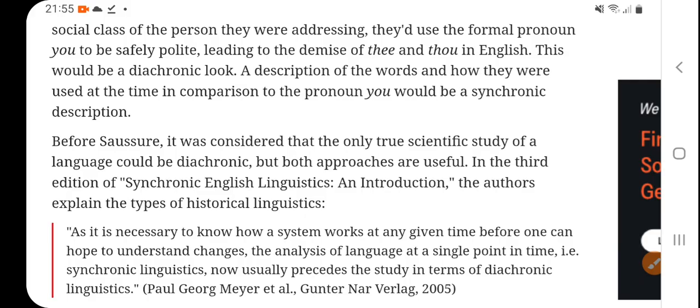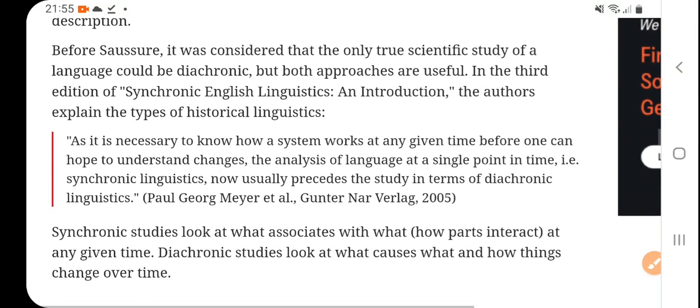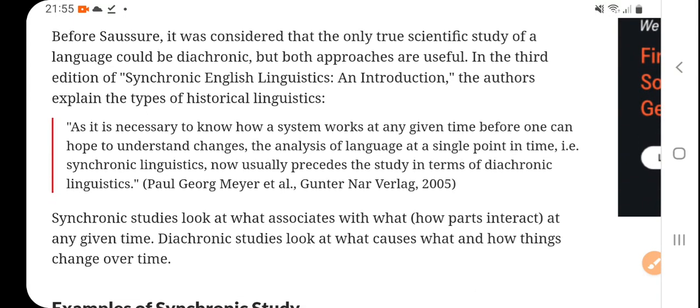Saussure, who propounded this theory, considered that the only true scientific study of a language could be diachronic, meaning the detailed study of language is diachronic. But both approaches are very useful, he says.